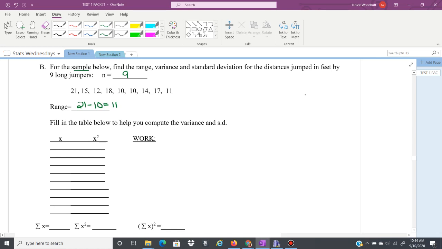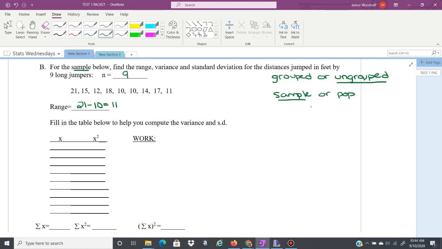So just one thing here, when we're doing the standard deviation problems, you're always going to ask yourself these 2 questions. So first of all, am I grouped or ungrouped? Because now you're going to be given both. Okay, so this is ungrouped because you have singular values. And then is this a sample or is it a population? And then this is a sample. Yeah, they're telling us in here that it is a sample of distances in feet of 9 long jumpers.